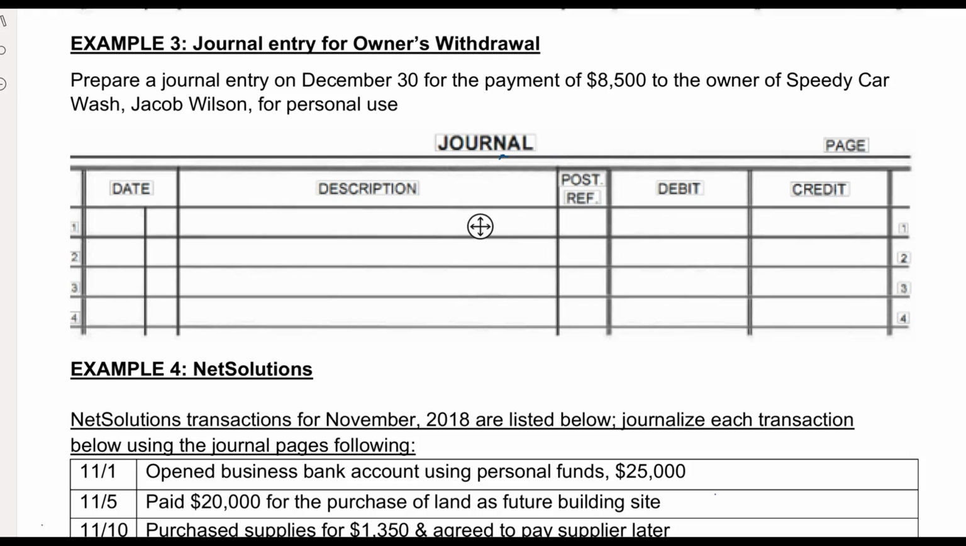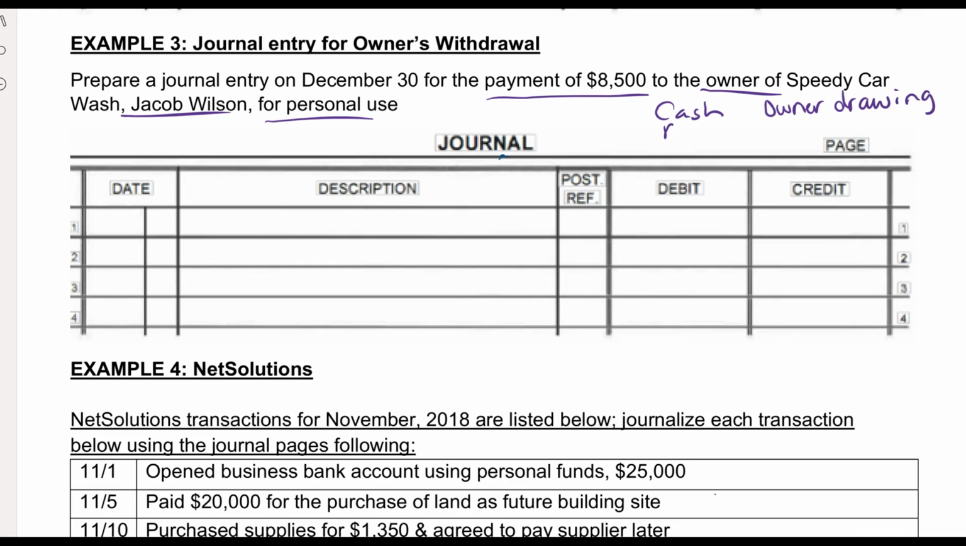Okay, so this last one, we're going to prepare a journal entry on December 30th for the payment of $8,500. So we've got a payment of $8,500 to the owner of Speedy Car Wash, and his name is Jacob Wilson. It's for personal use. So if we have a payment of $8,500, we know that cash is part of the entry. And we've got the owner getting paid for personal withdrawal.